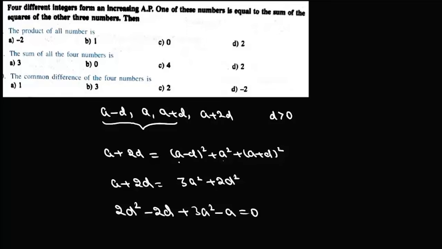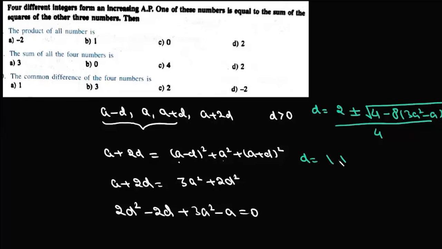Now if we solve for d, we can write d equals 2 plus or minus under root of b square, which is 4, and then minus 8 times (3a square minus a), whole divided by 4. Now we can cancel 2. We can write d equals 1 plus minus under root of 1 minus 6a square plus 2a, whole divided by 2.